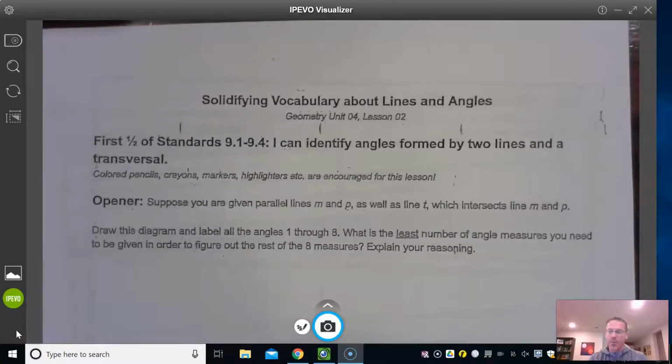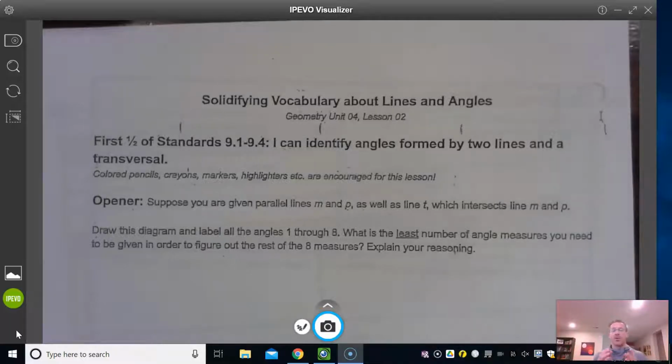All right, and we're going to look at our first lesson in Unit 4. This is going to start with Lesson 2, and this is on page 148 in your workbook. Now this unit is going to focus on types of angles again, but Unit 3 focused on what happened when we had two lines intersect.